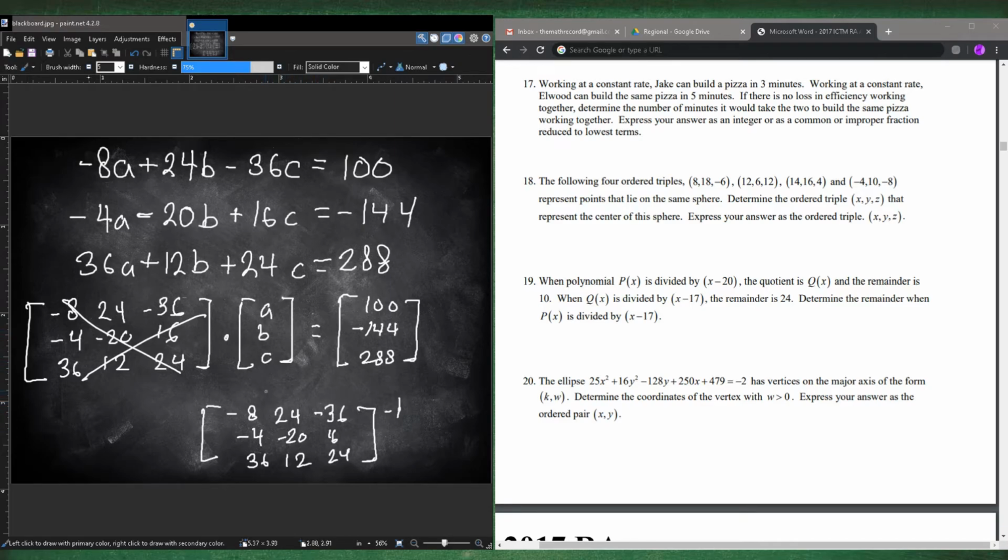And then you're going to have this matrix multiplied by this, the 100, negative 144, and 288. So you're going to do this on your calculator. So you're going to make a matrix, a 3 by 3. So create matrix.